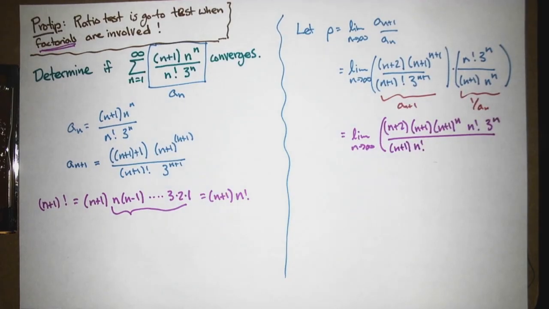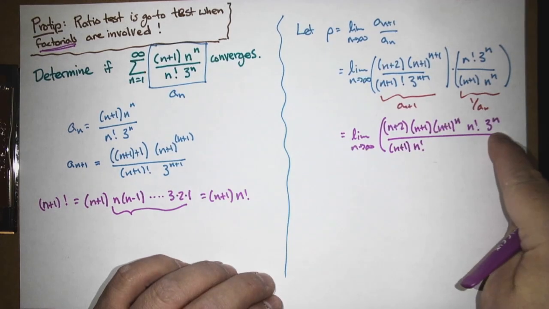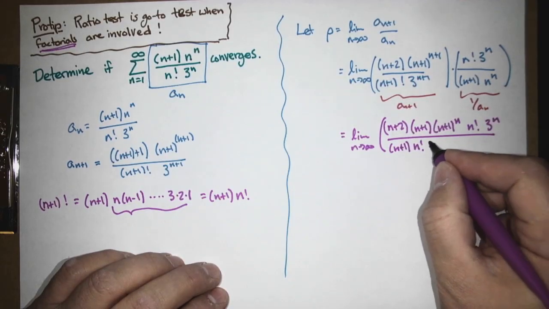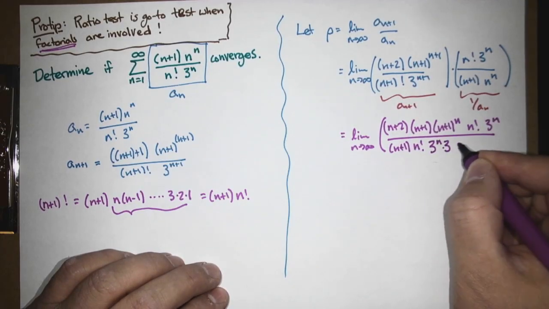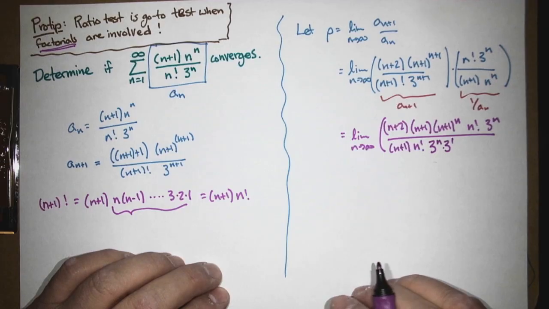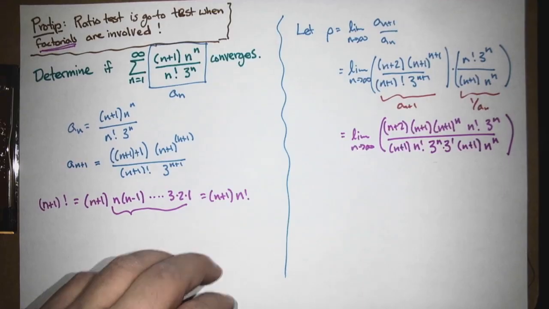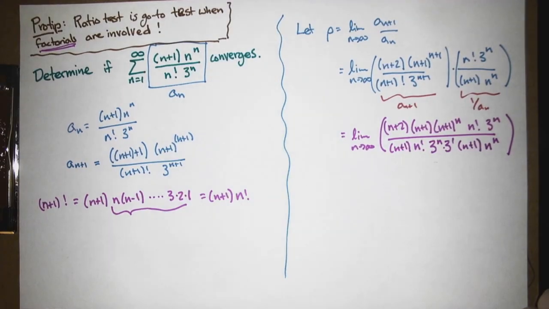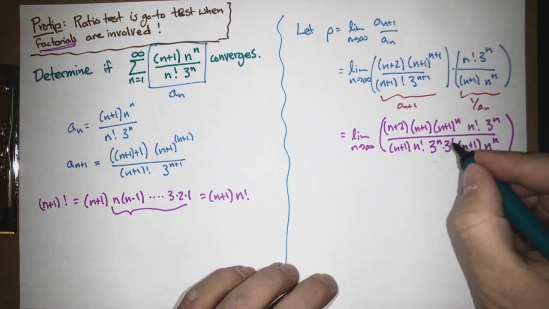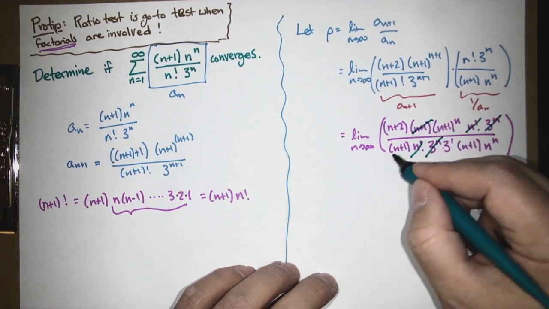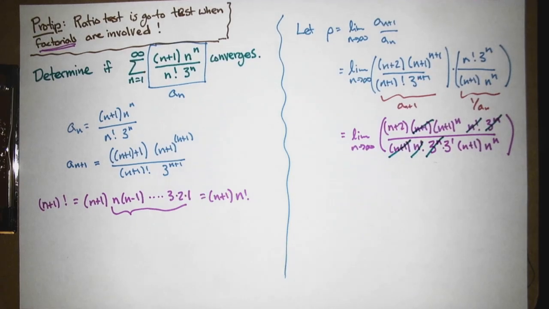What's another way to write that, thinking ahead to canceling? Because I have a 3 to the n. What's another way to write 3 to the n plus 1? It's 3 to the n times 3 to the 1. Yes? Okay, then we have an n plus 1. Then we have an n to the n. What cancels at this stage? The 3 to the n, n factorial, n plus 1, n plus 1. Cool. We're doing great.